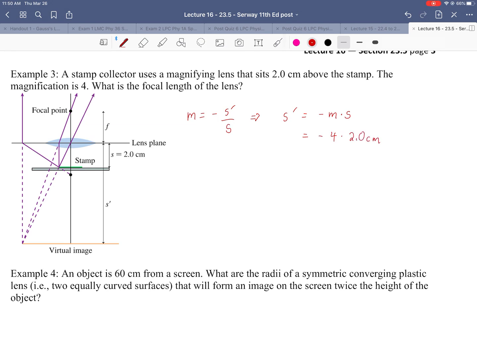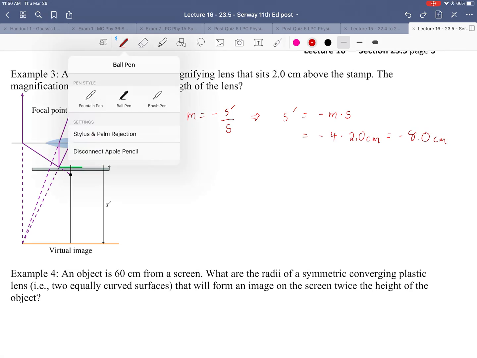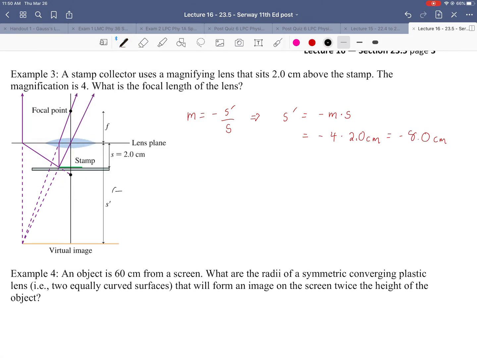All right. So that tells us that our s prime is negative 8 centimeters. Okay, so that's this value right here. Why is it negative? Because it's on the same side as s. Oh, that makes sense, right? Because that's certainly the convention that we keep referring to. So anything on this side is negative. Anything up here is positive in this vertical case, the way it's drawn.